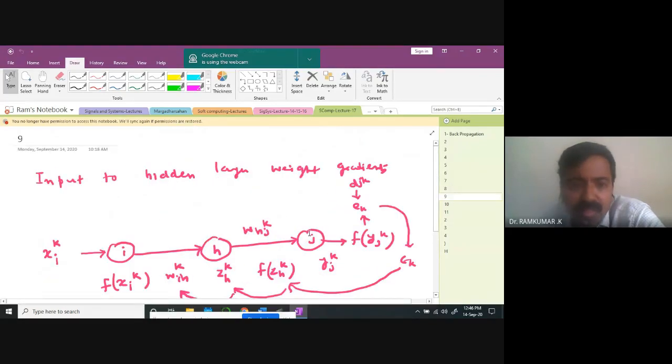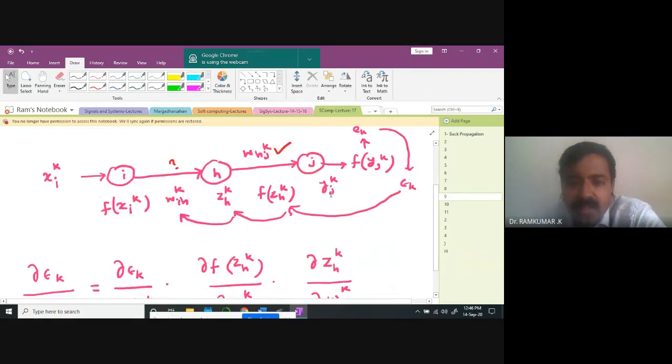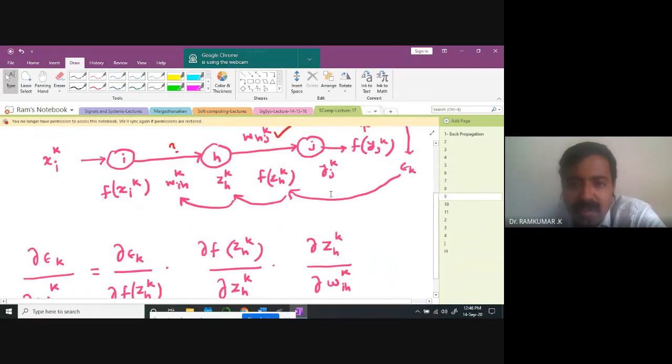Now you look at this. We are going to look at the input to hidden layer weight gradients. In the same manner, we have djk, ek, f yjk. I'm going to compute the error and update this weight. We already saw how to update this. Now we are going to take it further, backpropagate, and update this weight, WIH, with the same gradient descent based chain rule.